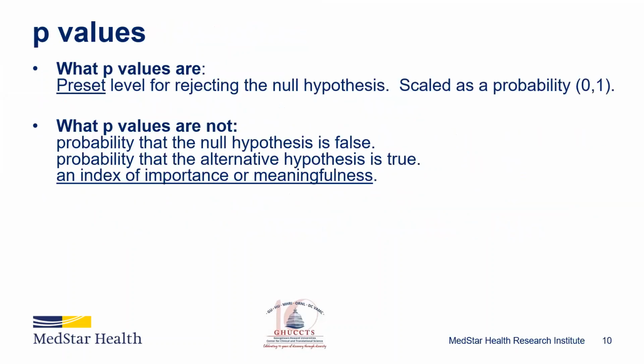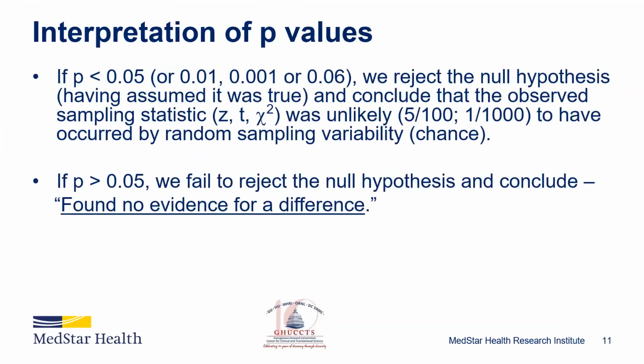And so our summary then is that p-values are a preset level for rejecting the null hypothesis. It's scaled as a probability from 0 to 1. P-values are not the probability that the null hypothesis is false. It's not the probability that the alternative hypothesis is true, and it certainly is not an index of importance or meaningfulness.